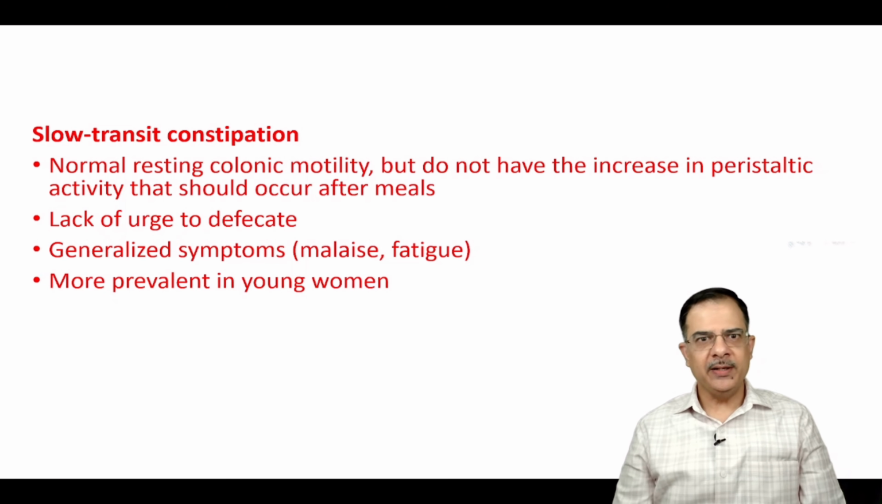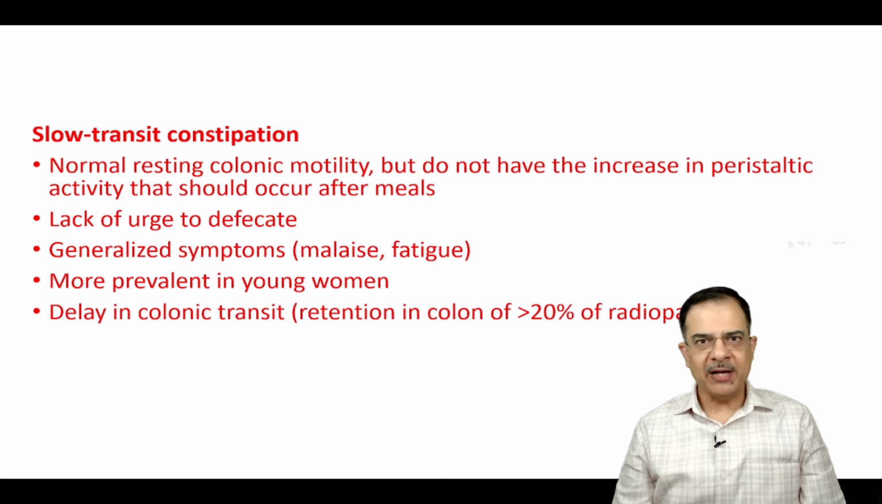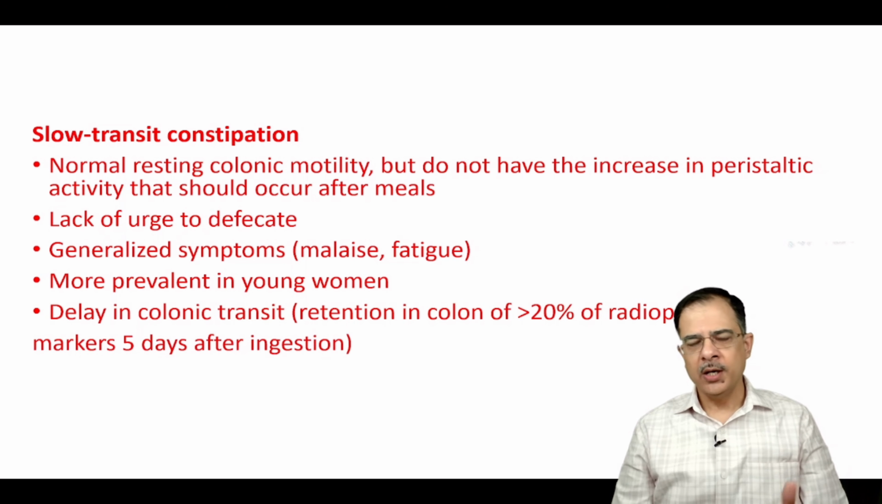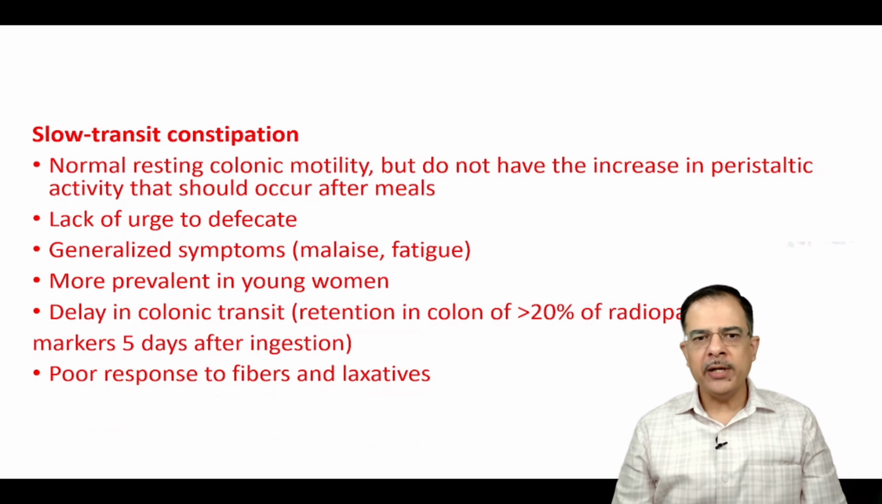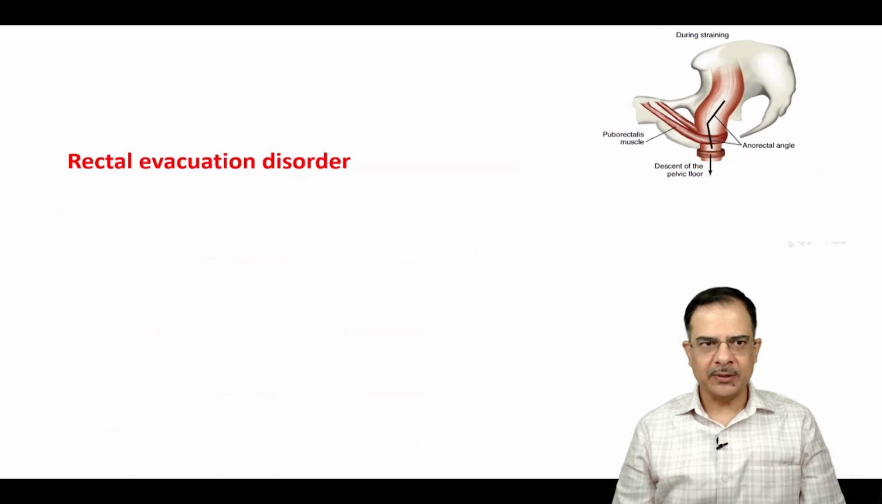It is more prevalent in young females. There will be a delay in colonic transit. So when we do colonic transit studies, there will be a retention of radio-opaque markers. More than 20% of the radio-opaque markers will be there. That suggests a delay, or slow transit constipation. And these patients respond poorly to fibers and laxatives.